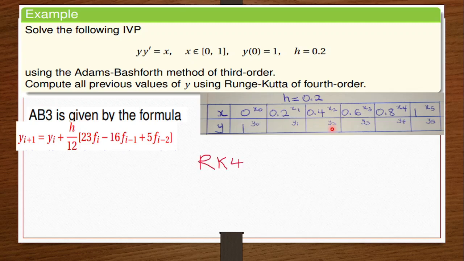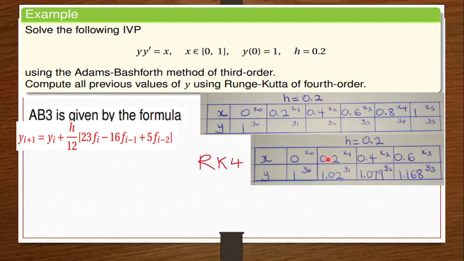If you remember our Runge-Kutta, these are the values that we had from our previous video. You can go back to my previous video on Runge-Kutta, where we had these as our values for the Runge-Kutta method. We had y0 to be 1, 1.02, 1.079, and then 1.168. So you can see that Runge-Kutta has these values already. Adams-Bashforth is saying: Runge-Kutta, give me your first three values, that is y0, y1, and y2, and then I am going to continue from there.